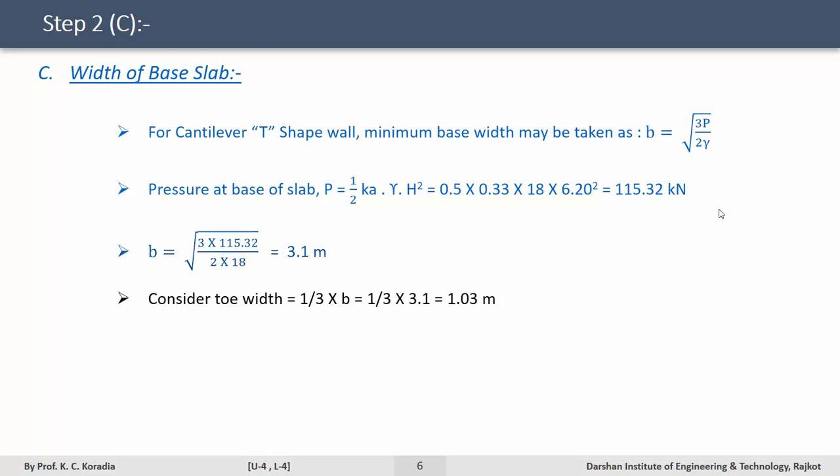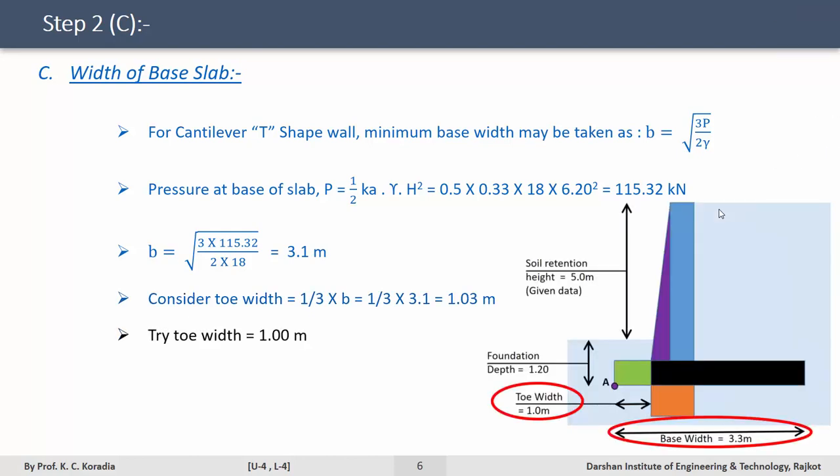Again, consider a toe width that will be equal to about 1/3 of B. This is based on experience and thumb rules being used in the practical field. One third of B comes out to be 1.03 meter. Therefore, we will try a toe width of a rounded value 1.0 meter and base width of 3.30 meter. This is also shown in the figure aside.